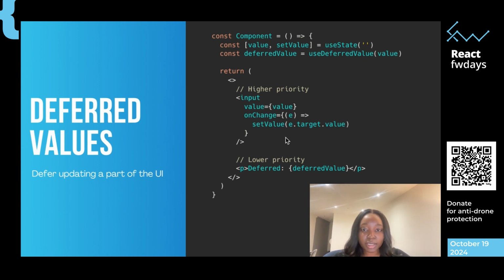So as you can see here again, I have an input field, and that has an onChange handler that's setting a value. And then over here, I have a paragraph tag that's actually displaying that value. So again, the top task will take higher priority over the deferred value. This render process will be handled first before this one. Very similar to transitions, but this allows you to defer a specific value, while the useTransition hook allows you to defer a state update.